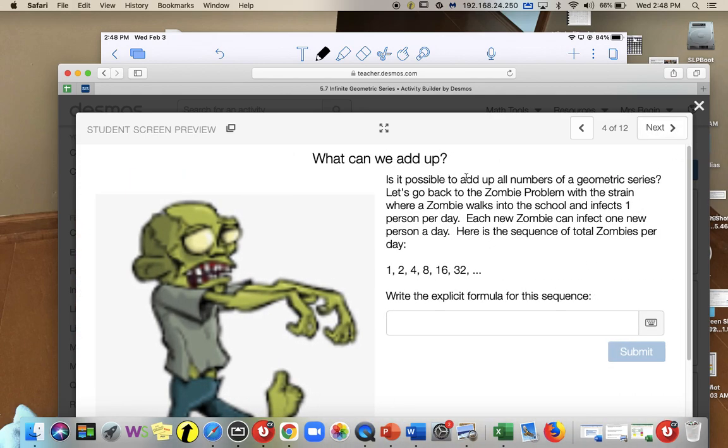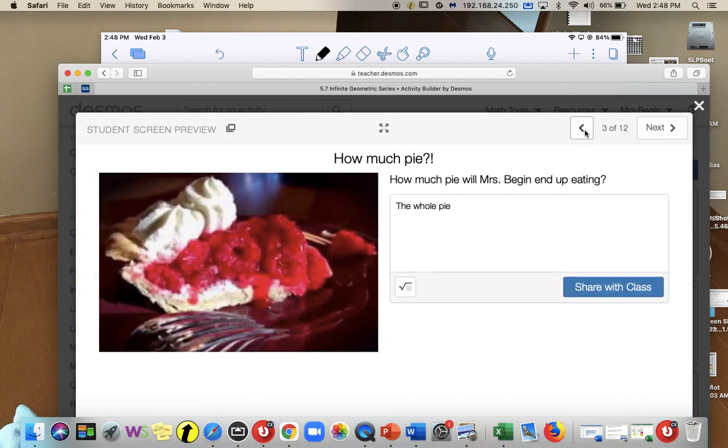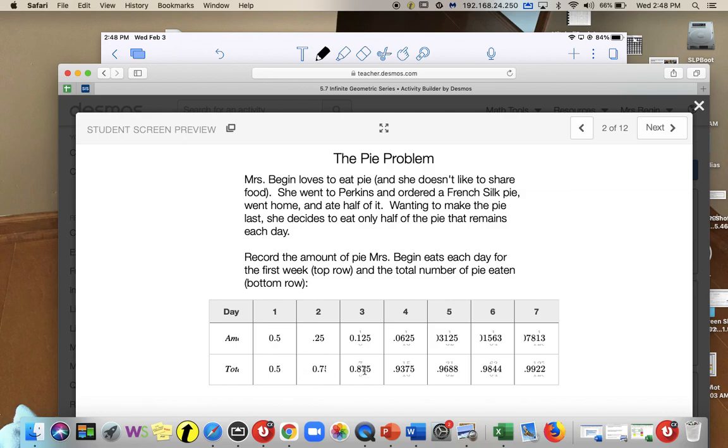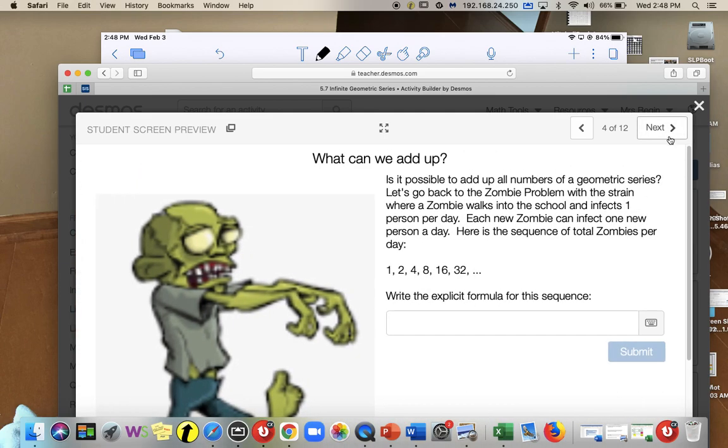Is it possible to add up all the numbers of a geometric series? So when we looked at this total amount eaten, you can see that when we add it up, it ends up being almost the whole pie. So let's take a look in this problem.